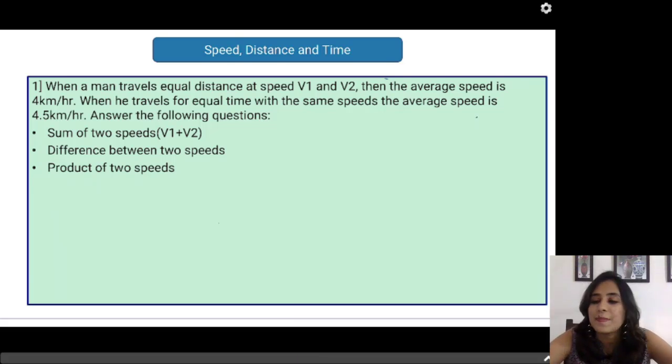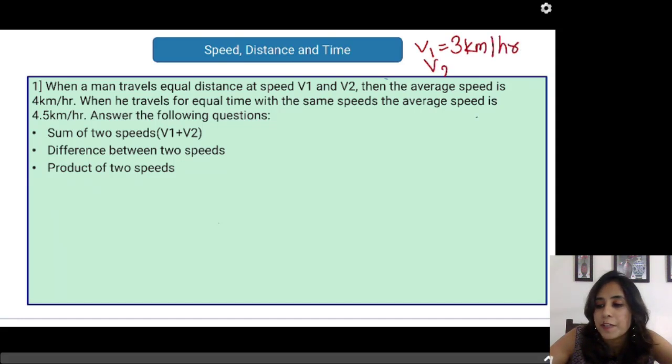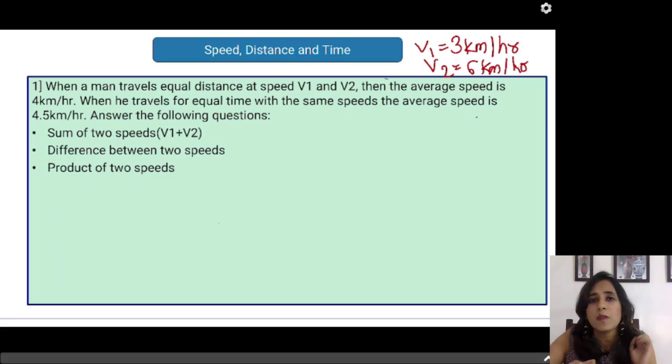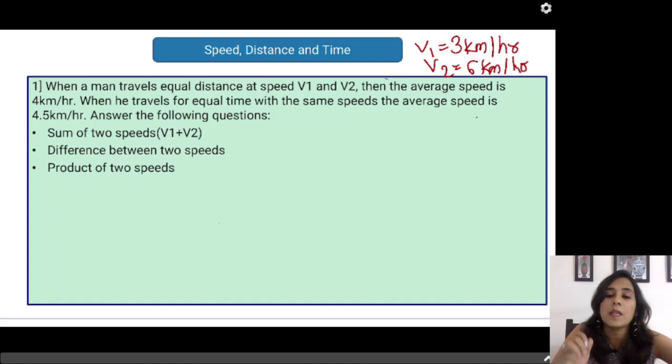Okay guys, now your time has ended, and the correct value of V1 is 3 kilometers per hour, and that of V2 comes out as 6 kilometers per hour. If you would have known two small formulas, then you could have solved this question within 30 seconds or even less time.